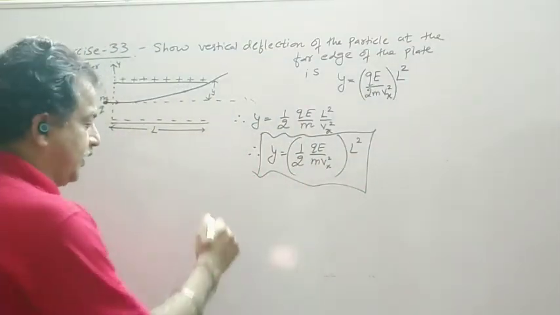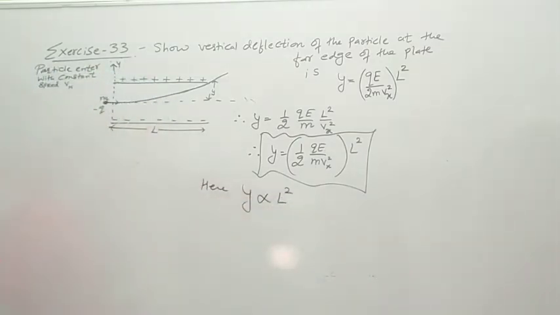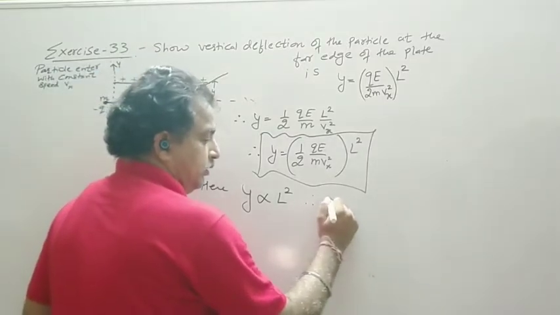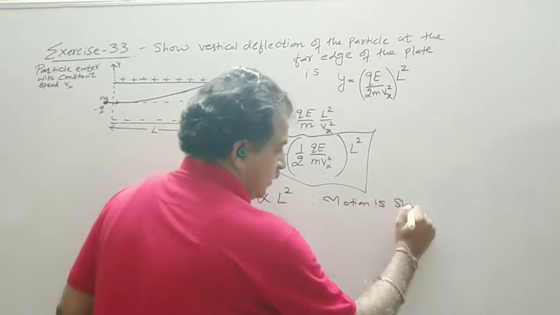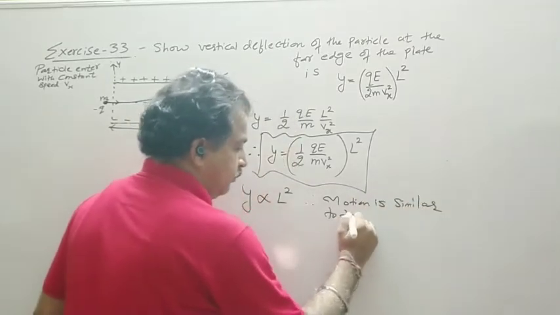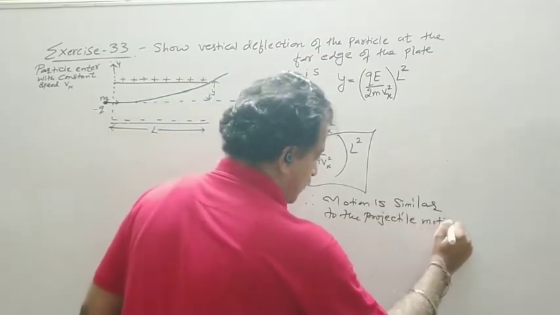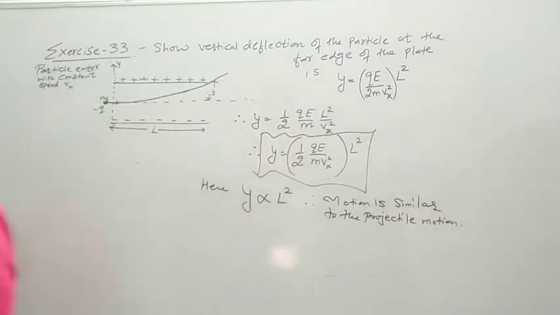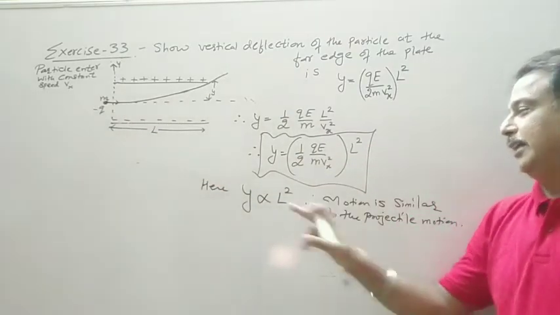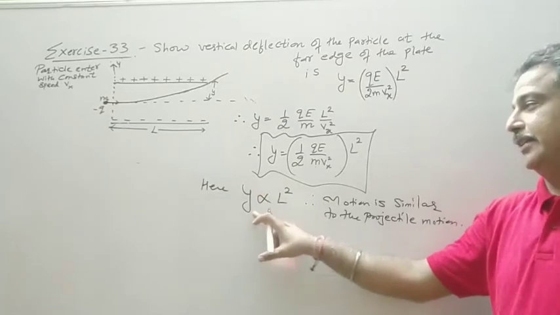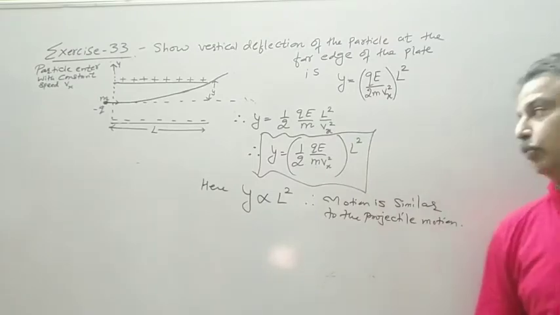From this it is clear that y is proportional to L square, and therefore this motion is similar to the projectile motion, since the trajectory is parabolic, and y, or the deflection along the y-axis, is proportional to, there it was the range, here we have L square.